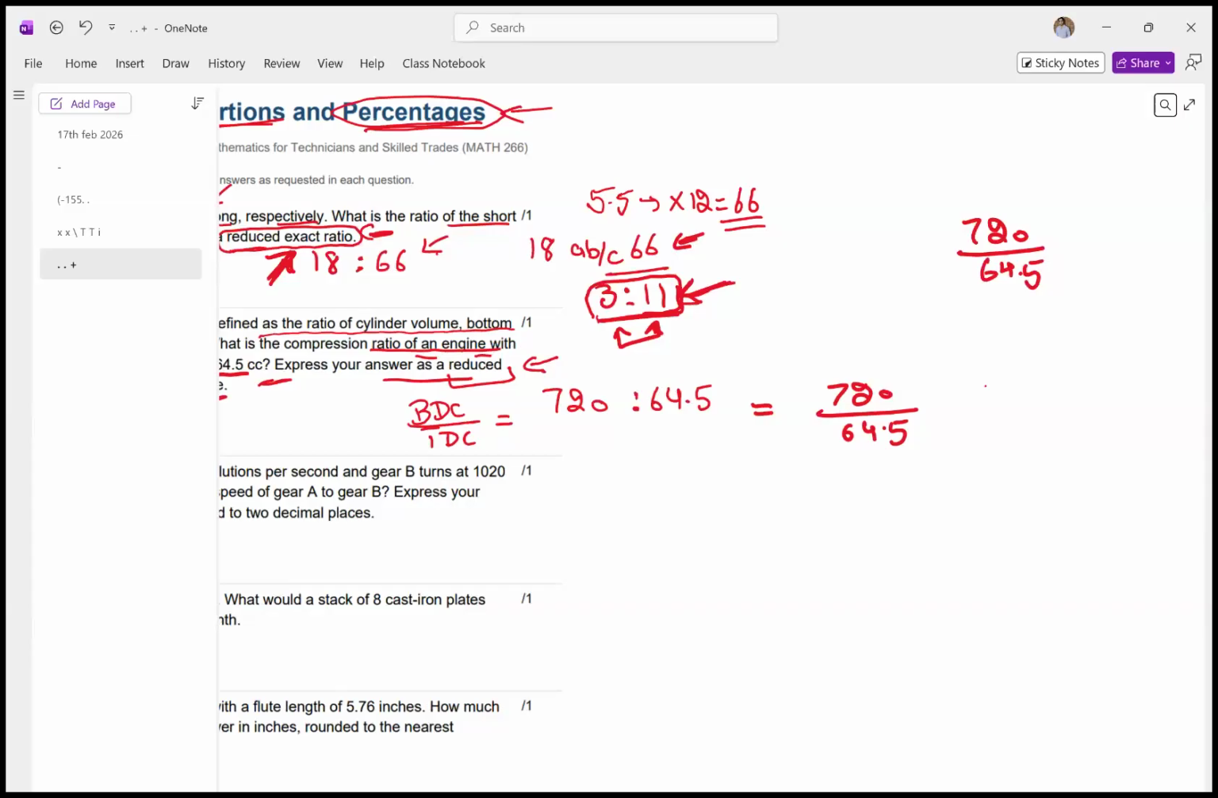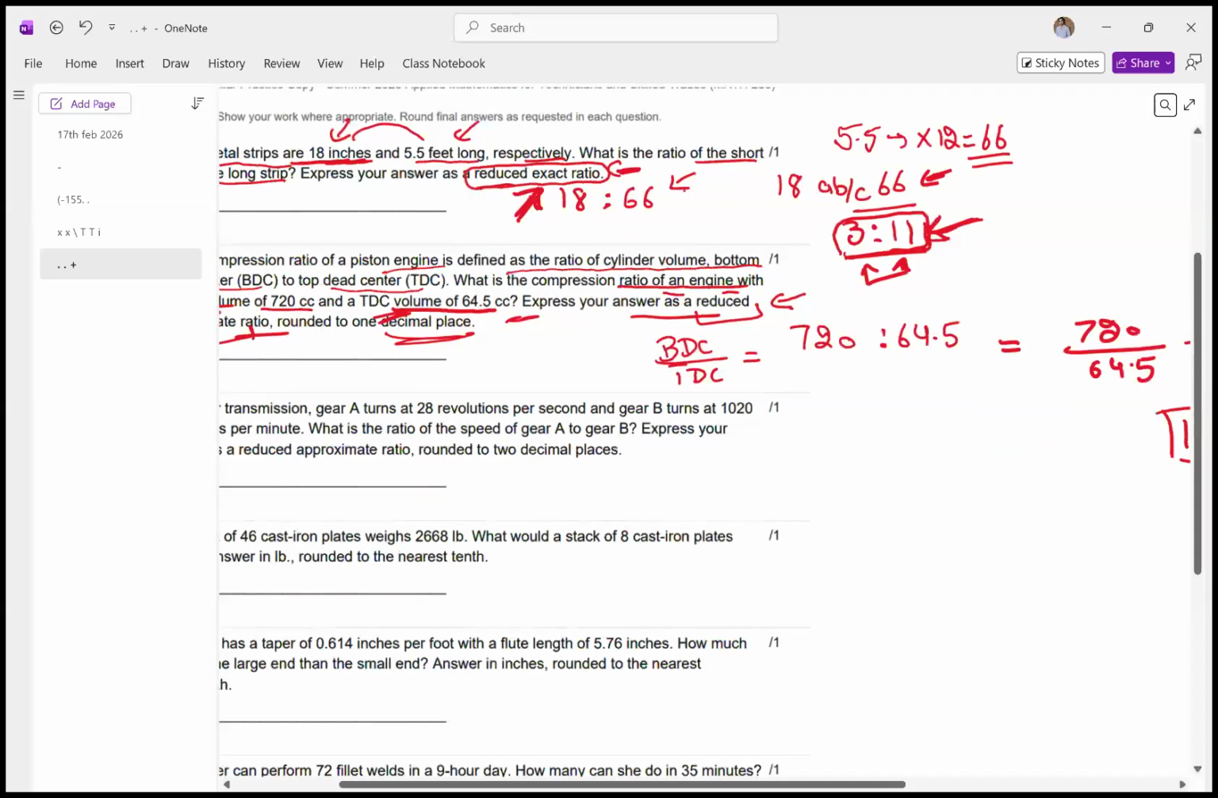So 720 divided by 64.5 will give you 11.6. That's the number. Now if there is nothing in the bottom, you can place 1 in the bottom and then you can write it as 11.6 to 1. So that is the reduced form to one decimal place. All right, let's look into the next question.